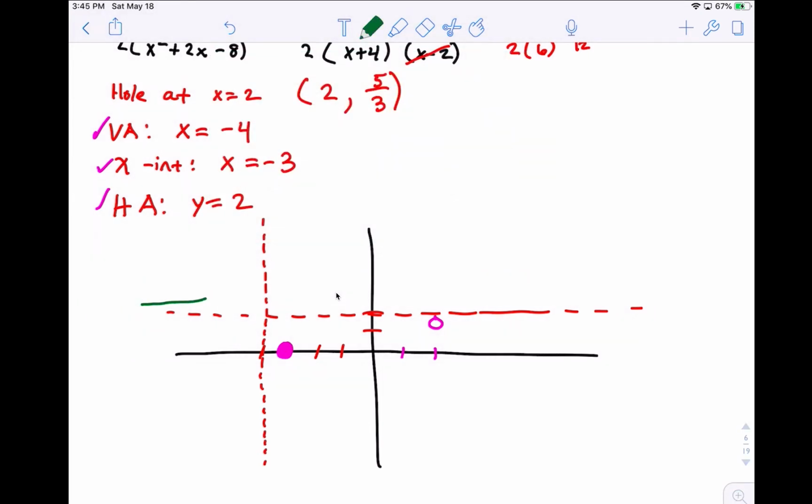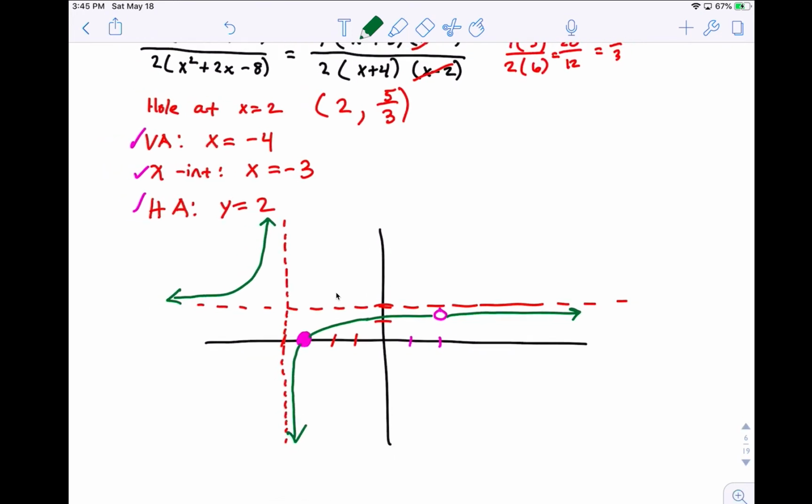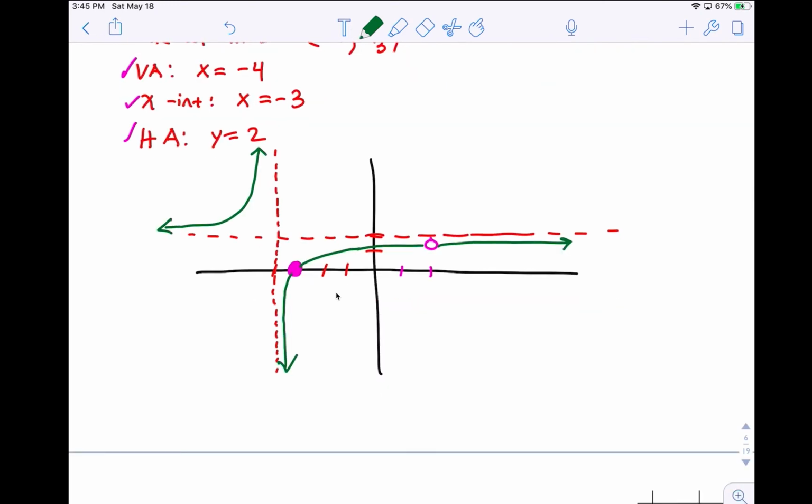So one is going to go here, and then the other one is going to go like that. Now, if you guys didn't know, if you're confused about how to come up with that, what you can do would be a sign chart, which is going to be your vertical asymptotes and your x-intercepts.